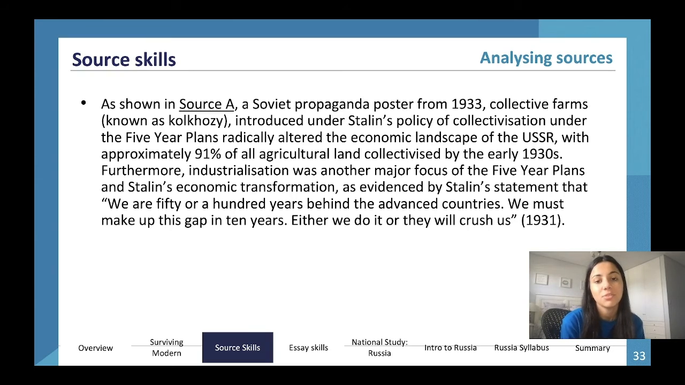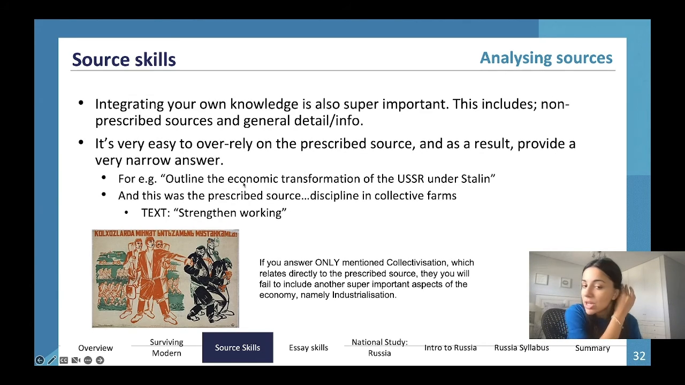As shown in source A, a Soviet propaganda poster from 1933, collective farms introduced under Stalin's policy of collectivization under the 5-year plans radically altered the economic landscape of the USSR, with approximately 91% of all agricultural land collectivized by the early 1930s. Furthermore, industrialization was another major focus of the 5-year plans and Stalin's economic transformation, as evidenced by Stalin's statement. And then it's got a quote. When you look at the difference there, that's got reference to the source, but it's also looking at the other half of it, which has nothing to do with the source, but is still the answer to the question.